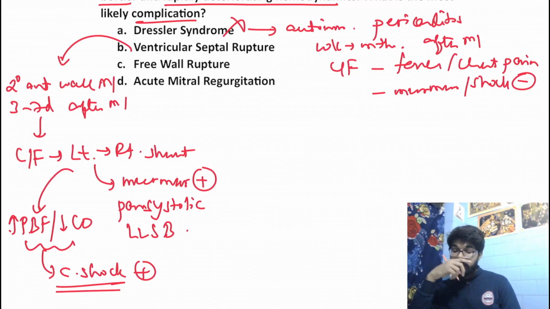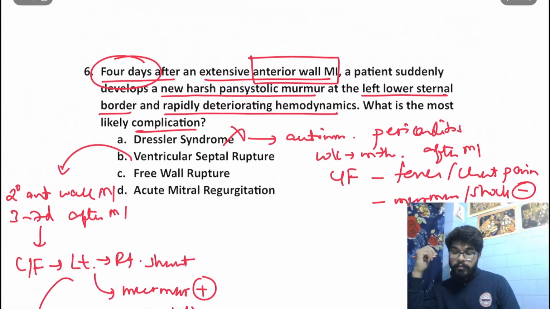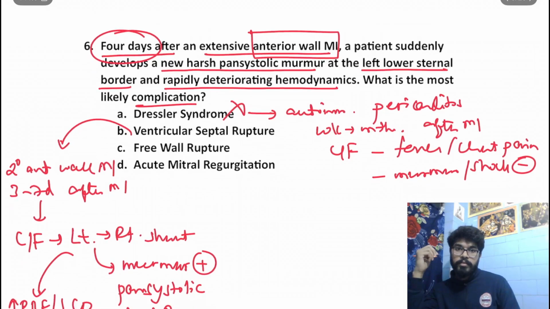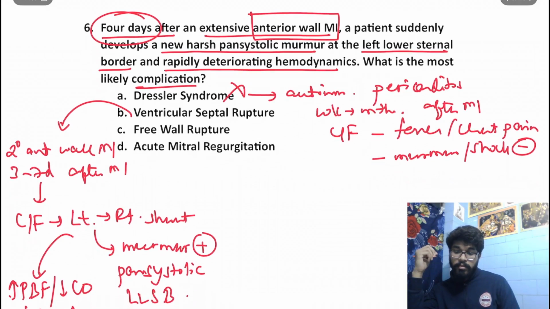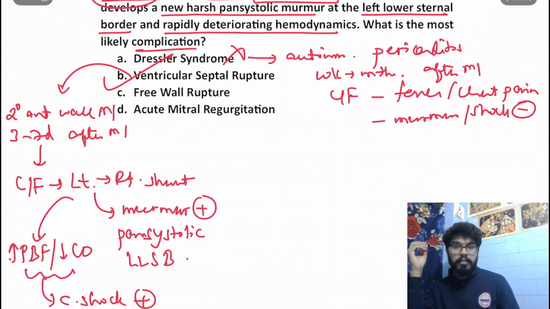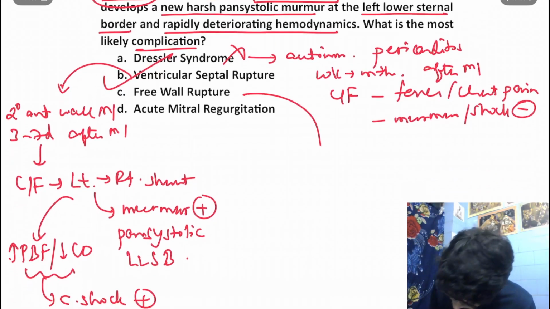So we can get everything over here, right? Everything in the question has been mentioned about this ventricular septal rupture. Okay. If we look into the other options, free wall rupture.